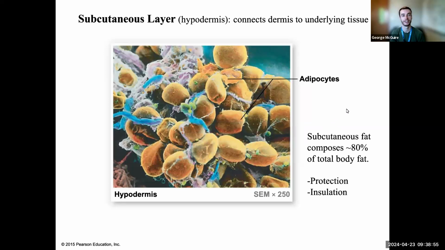Our cells use fat as our primary energy source at rest, and we can store our fat in these adipocytes. So adipocytes, these fat cells, are really just one large vacuole, essentially, stuffed full of triglycerides, stuffed full of fat for us to access later as a source of energy.